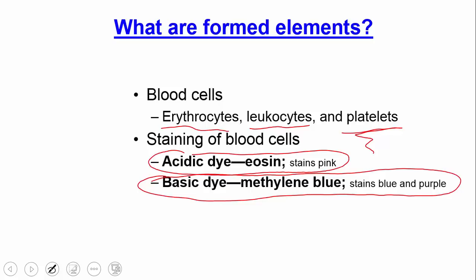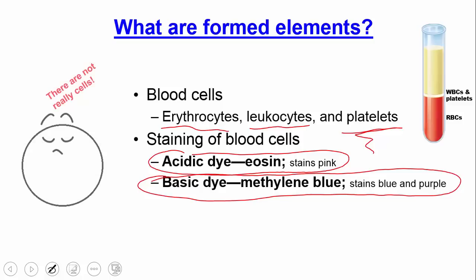Okay, so again, we say that formed elements are the white blood cells and the platelets, if we look at our tube, and the red blood cells, so the bottom two layers. The plasma is not considered one of the formed elements.